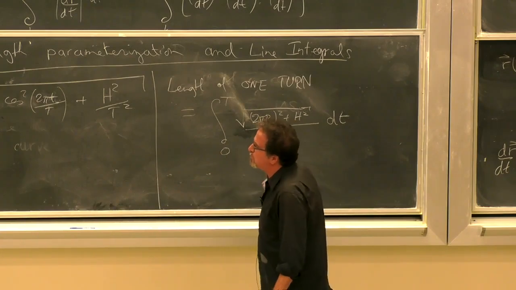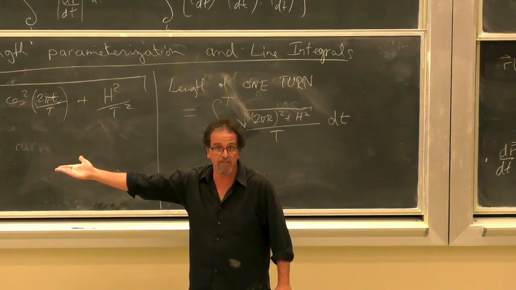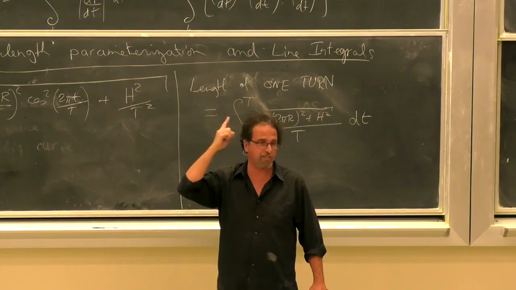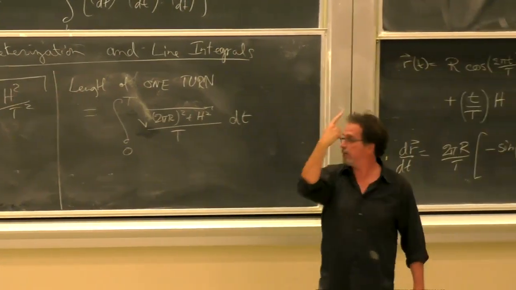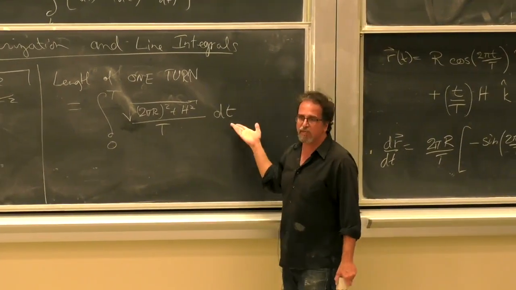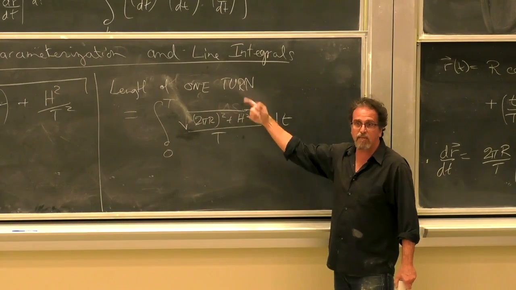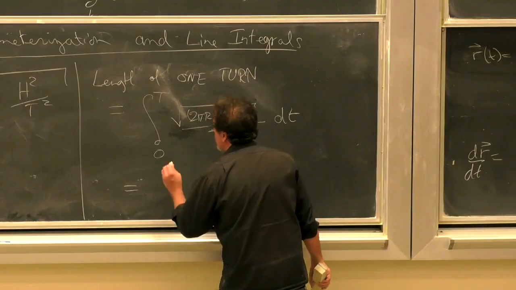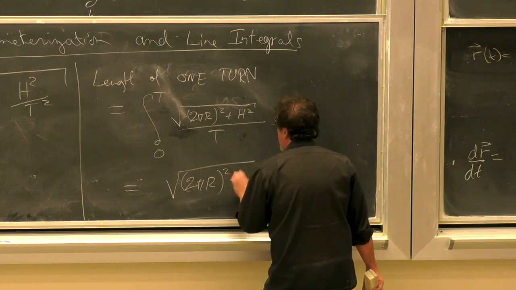And I would point out to you the magnitude of dr/dt at any time is also the magnitude of dr/dt at the initial time. This is a curve that's maintaining its speed. It's just changing its direction. It's just pitching up and turning around. Well, this integral is ridiculously easy because it's constant. So the result is capital T, which cancels this denominator. And it tells you the length of this curve is the square root of (2πr) squared plus h squared.